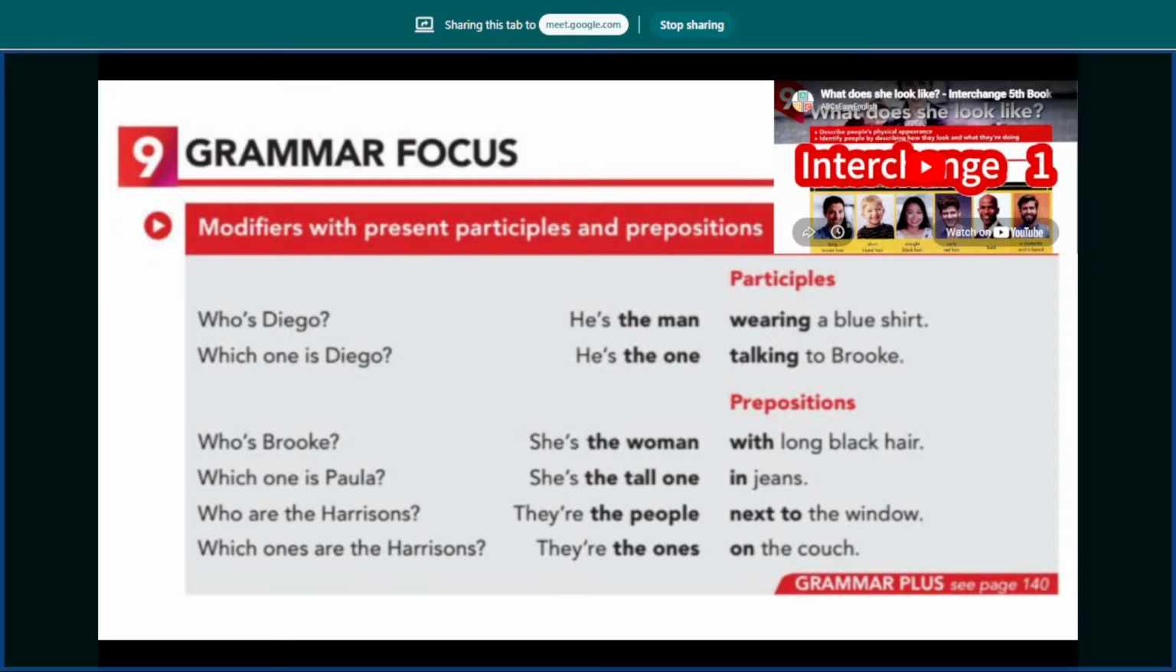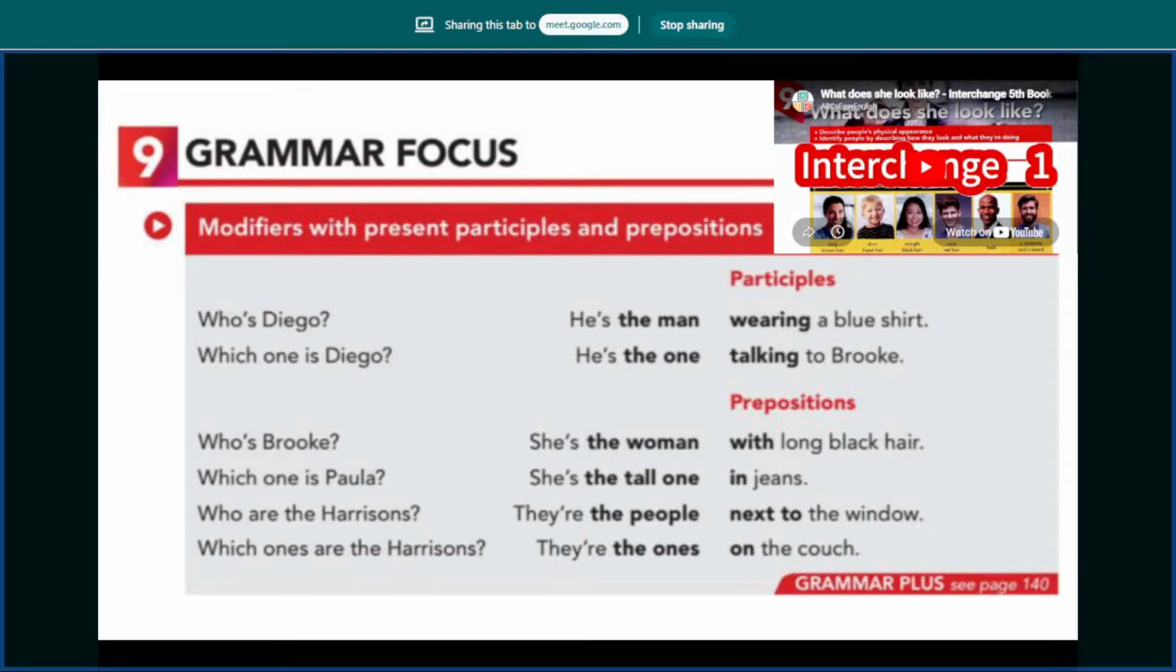Then we can use participles. We can say, okay, he's the one dancing with Sierra. Or we can say what he is wearing or who he is talking to. So examples, who is Diego? We can say he is the man wearing a blue shirt. We use man here because we already know we are referring to a man. We can use man or we can use one. Which one is Diego? He is the one talking to Brooke. Okay, who is Brooke? She is the woman with long black hair. Which one is Paula? She is the tall one in jeans.